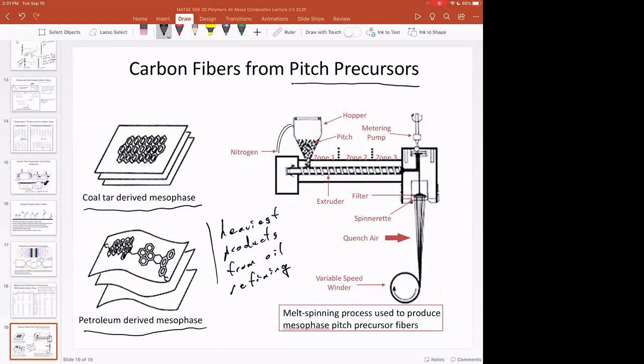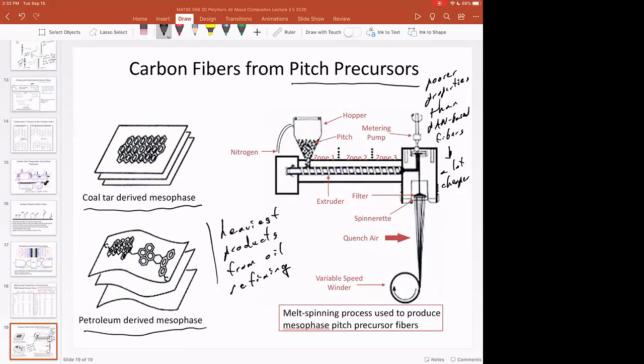But these pitch-based fibers have poorer properties than pan-based fibers, but they're a lot cheaper. You can imagine that they're cheaper because you take something that's left after you refine a barrel of oil, put it through this fiber extruder, and then go ahead and pyrolyze it. And that's a lot cheaper than making polyacrylonitrile and acid spinning it, making polyacrylonitrile fibers, et cetera, et cetera.